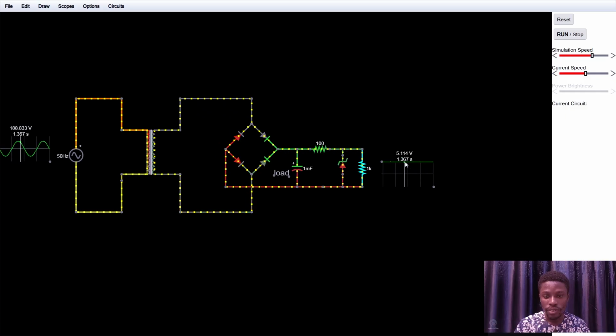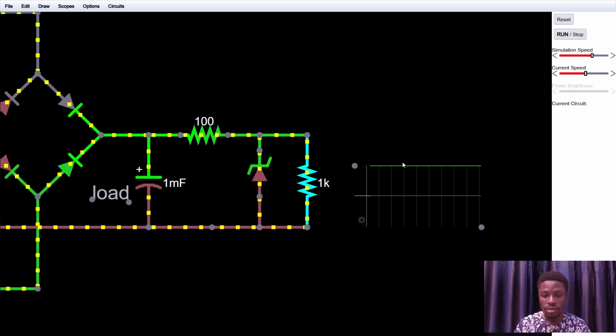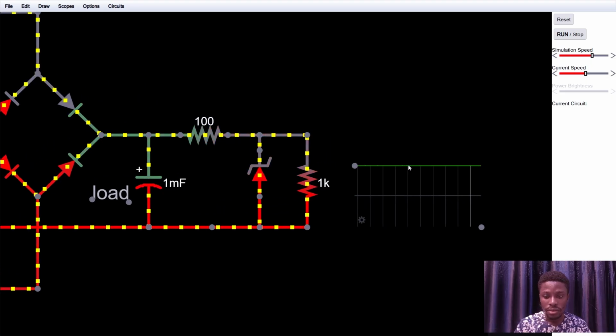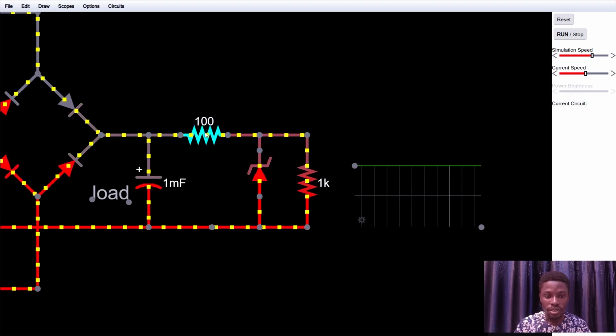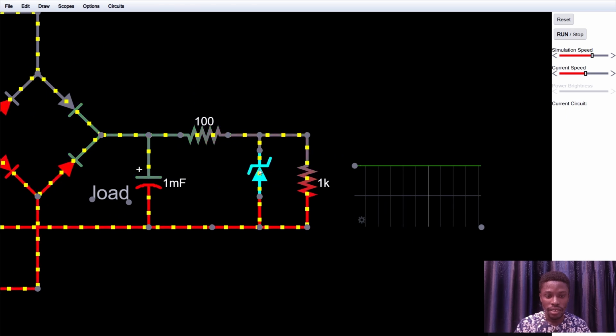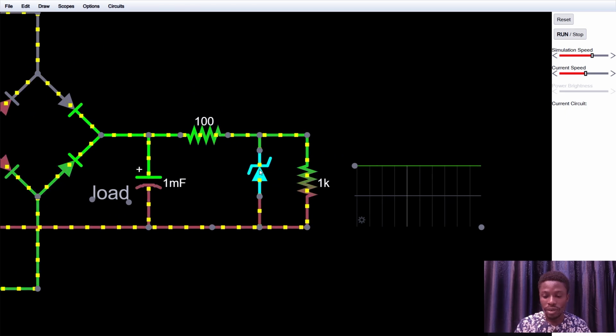Now, look at the voltage here. Number one, the line is perfectly smooth and the voltage is steadily at 5.111 volts. Let's zoom in. The line is smooth.